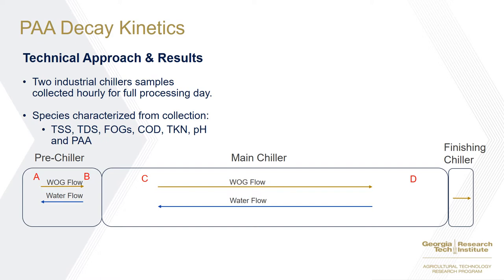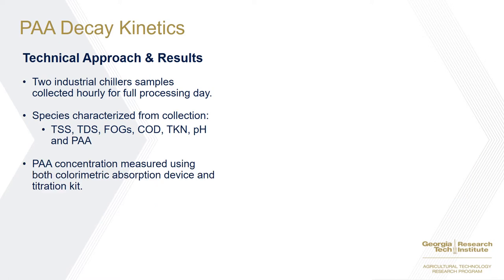We performed some analysis on site, such as PAA and pH levels, and brought back samples to our lab for additional tests. We measured the total suspended solids, total dissolved solids, fats, oils, greases, chemical oxygen demand, and total kjeldahl nitrogen back in our lab. For the PAA measurements, we used our own colorimetric absorption kit. Now, there have been questions about the comparability of this kit versus titration kits, which are commonly used in industry to measure the PAA levels throughout processing plants.